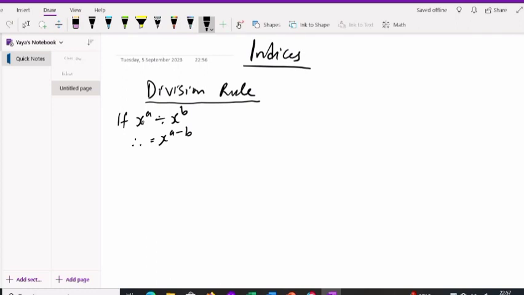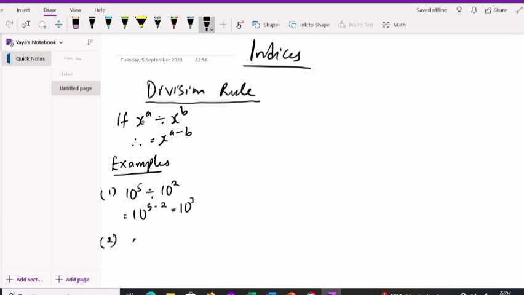So let us solve some examples in order to drive in what we are trying to do. We have the first one here, which says 10 raised to power 5 divided by 10 raised to power 2. Since we are following our rules, that is going to be 10 raised to power 5 minus 2, and our answer is going to be 10 raised to power of 3. That is the first question. Let us look at the second one.